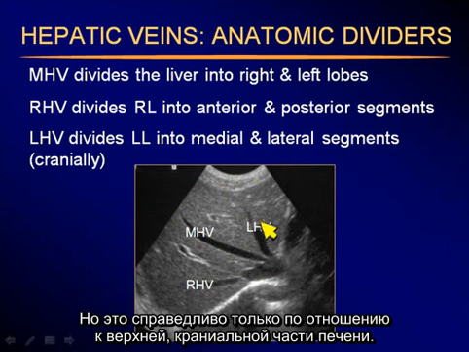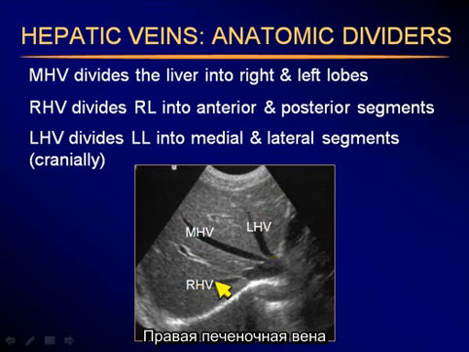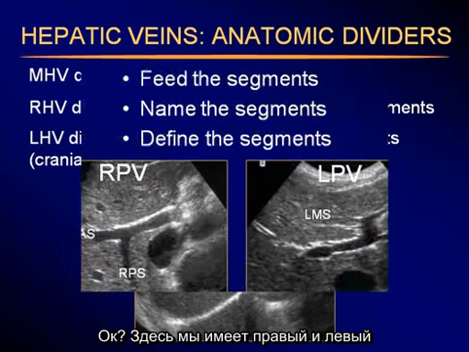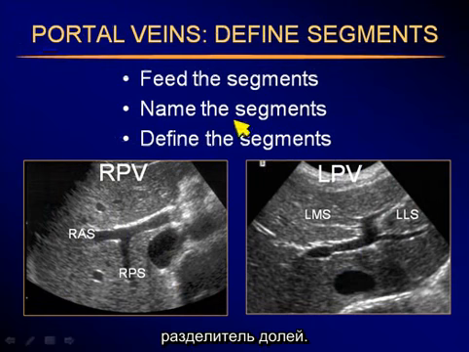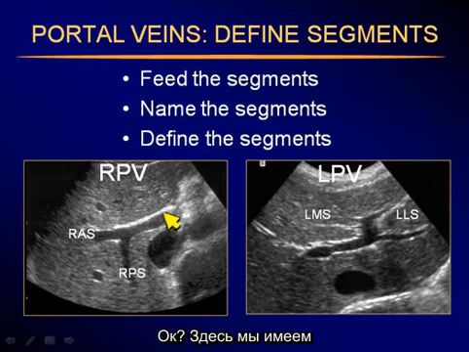But this only occurs in the high parts, cranial parts of the liver. That's where the hepatic vein is. The right hepatic vein divides the right lobe into anterior and posterior sections. Okay, so now we have right and left lobes divided. Now the portal veins, they feed the segments, we name the segments, and they define the segments. Okay, so here we have a portal vein with bright walls.